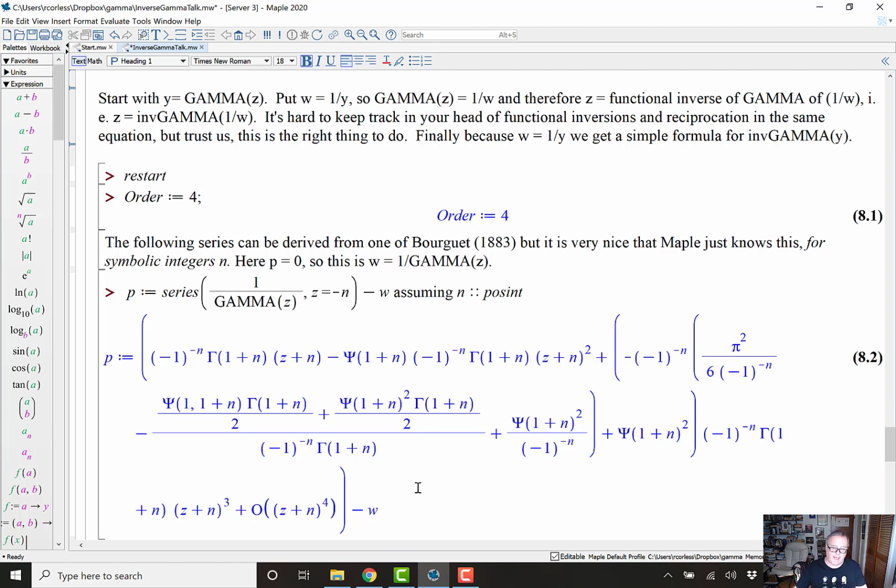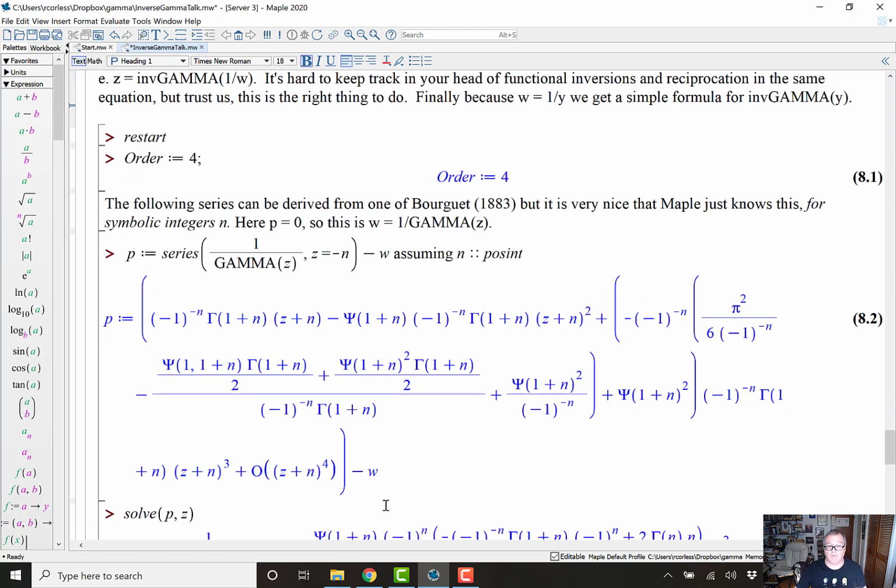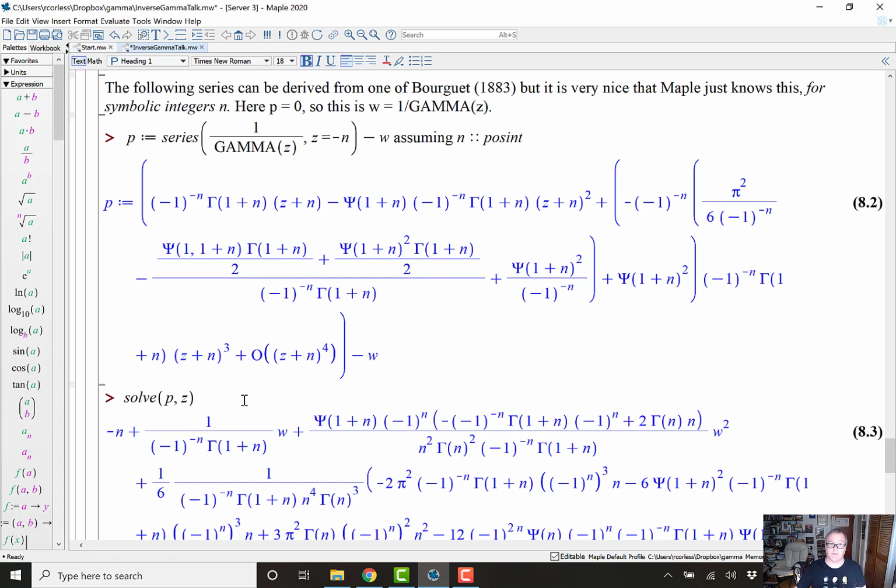This can be derived from a series of Bourguet in 1883, but there's some work involved in this. So this is pretty impressive. So we get 0 is equal to this series in terms of Z plus N, minus W. Now we can solve the series equal to 0 for Z, and the result is we get the reversed series. This is a trick for reversion of series that a large number of people are not aware of.